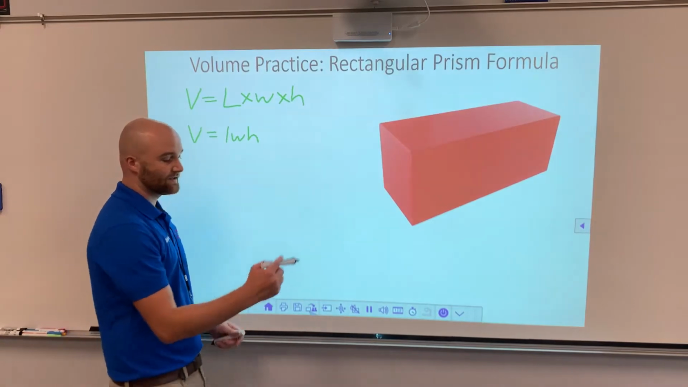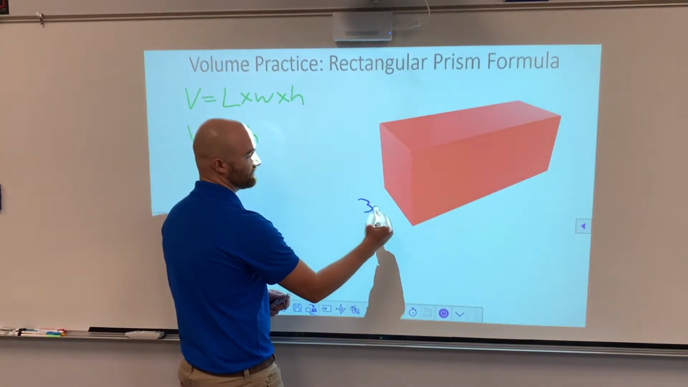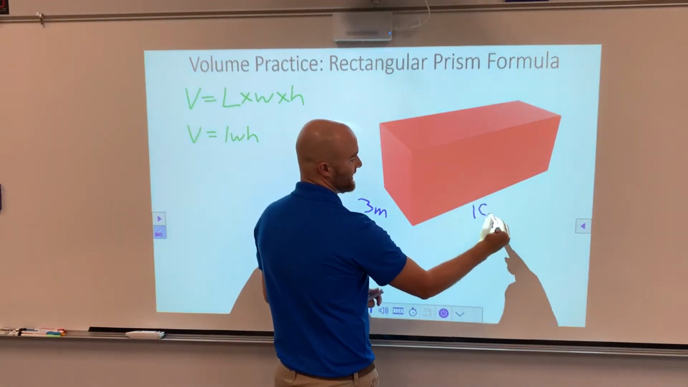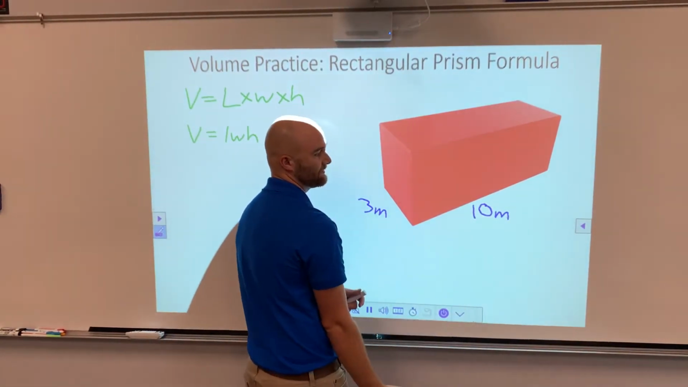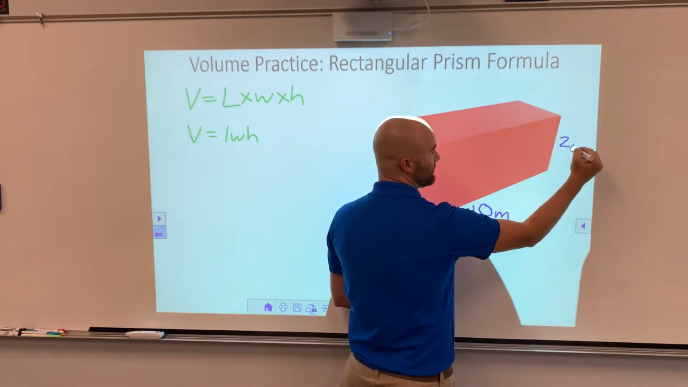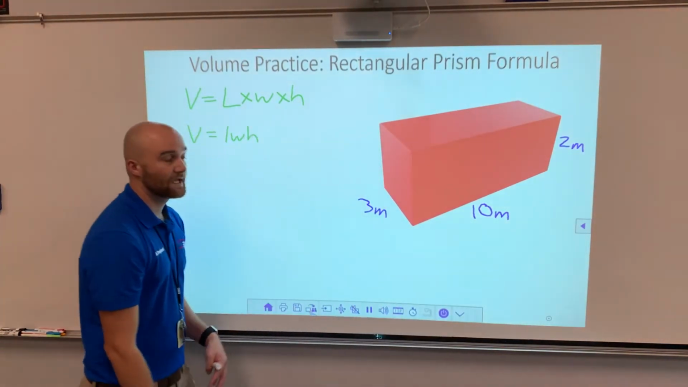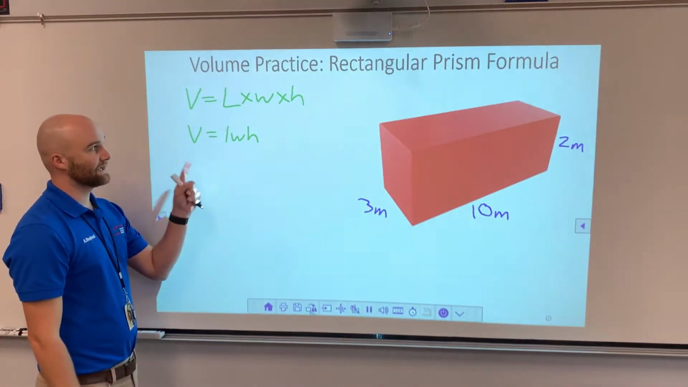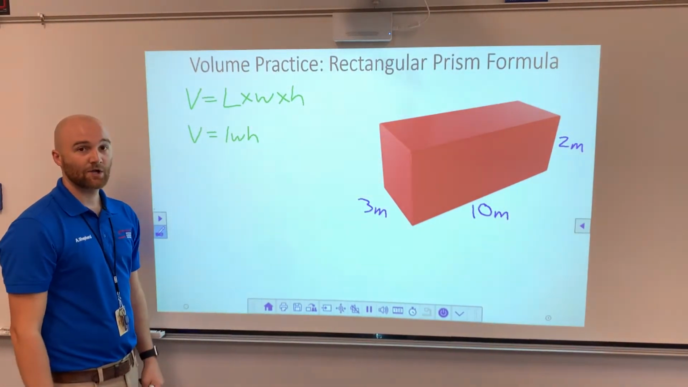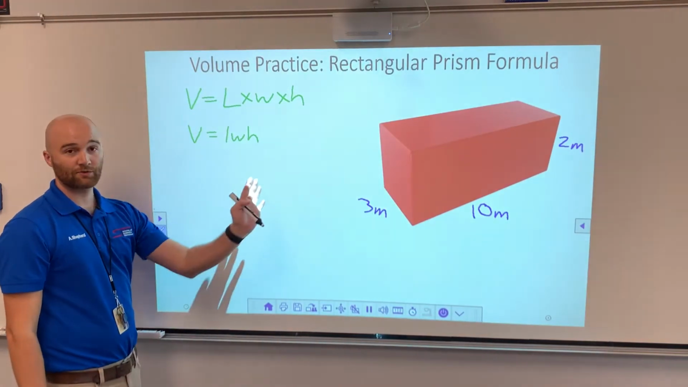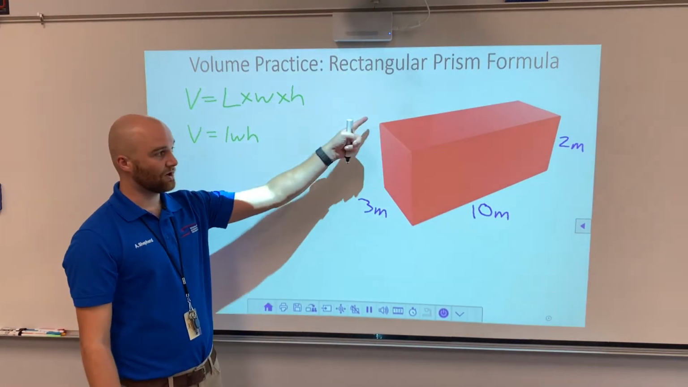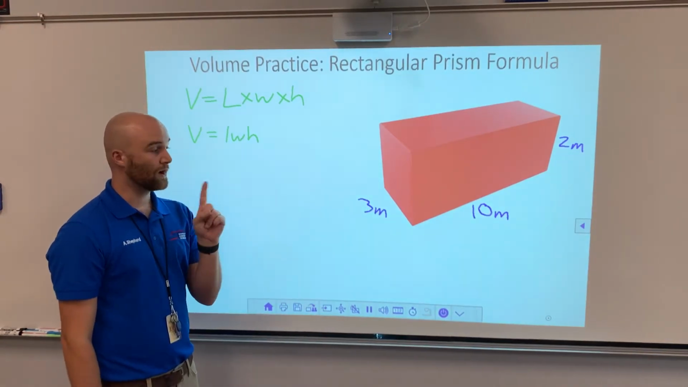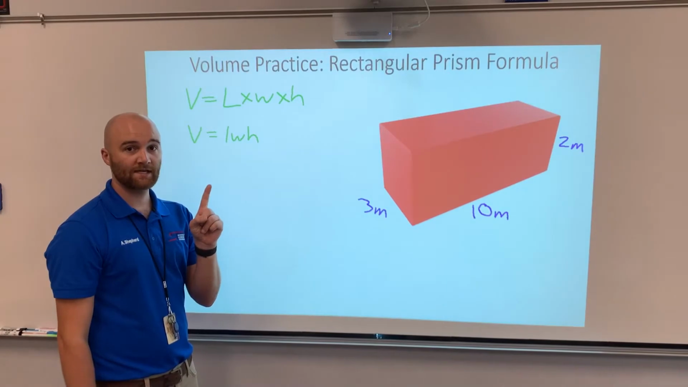If I said that I could fit 3 meters along here, and I could fit 10 meters along here, and I could fit 2 meters along here, to find my volume, all I have to do is find my length and my width and my height. Remember, we're not going to multiply more than 3 numbers together. Even if it shows us all the other numbers up here, we're only going to find one set of lengths, one set of widths, and one set of heights.